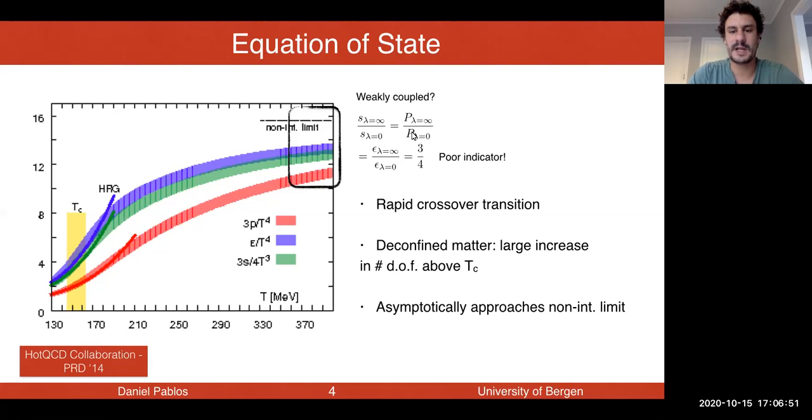system. But it turns out that if you compute these quantities in holography at infinite coupling, you see that even at infinite coupling, these values would be around 3/4 of the non-interacting limit. So it turns out that these thermodynamic quantities are poor indicators of the nature of the plasma.